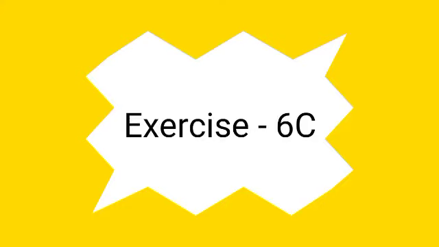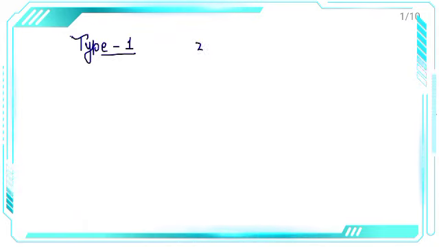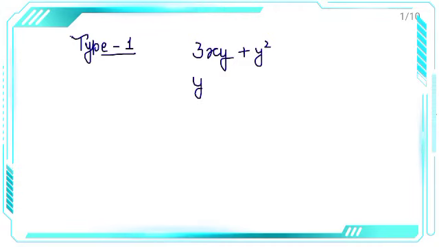Students, in the previous video we discussed exercise 6a and 6b. In those exercises we were learning how to factorize polynomials. In 6a you have learnt type 1, that is how to factorize a polynomial if we have a common monomial factor. For example, 3xy plus y square. We have a common monomial factor which is y, so we will take y common. This will become y(3x plus y). So this was type 1 which we discussed in exercise 6a.